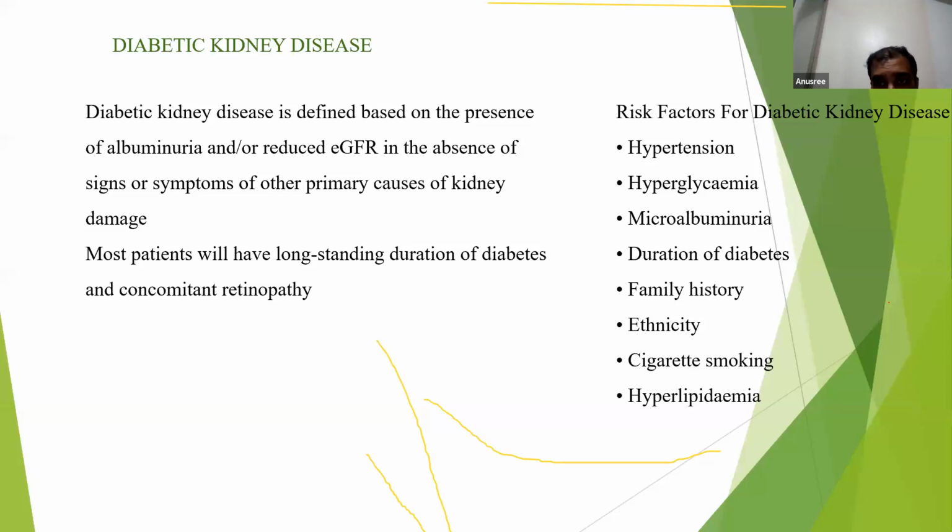We have to know the risk factors for diabetic kidney disease, because being primary care physicians, our main aim is to prevent nephropathy. So we have to control hypertension, control hyperglycemia, control microalbuminuria. Duration of diabetes is one factor which will make the patient more prone to diabetic kidney disease. Family history of similar illness, ethnicity, and cigarette smoking. Cigarette smoking is an important factor adding on to this, and hyperlipidemia.